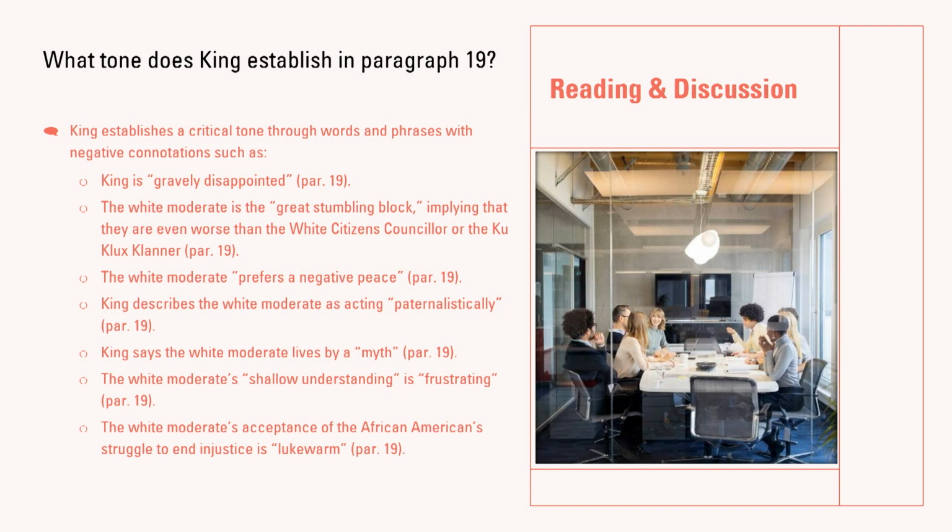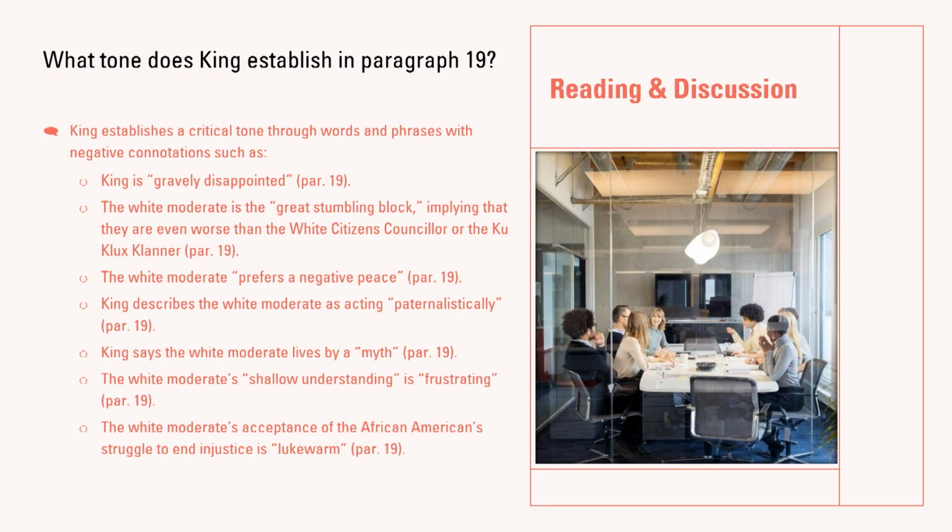The white moderate prefers a negative peace. King describes the white moderate as acting paternalistically. King says the white moderate lives by a myth. The white moderate's shallow understanding is frustrating. The white moderate's acceptance of the African Americans' struggle to end injustice is lukewarm.